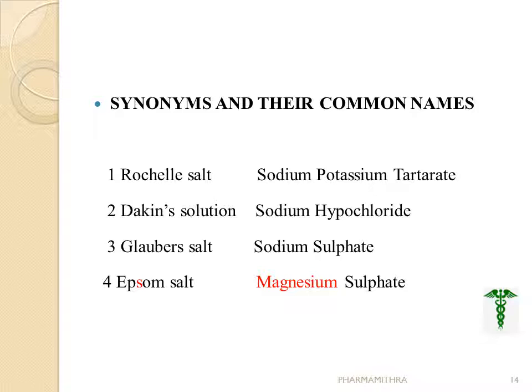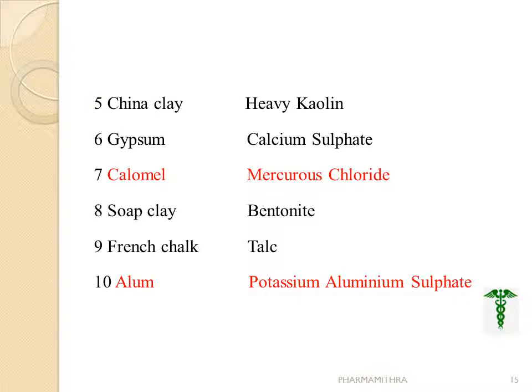If you have a question like this, what is china clay? It is simply heavy kaolin, whereas gypsum is calcium sulfate. Calomel is important and asked in exams, it is mercurous chloride. And china clay is heavy kaolin, whereas soft clay is bentonite, and talc is simply French chalk. Alum is potassium aluminium sulfate.